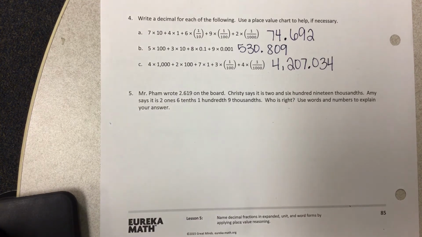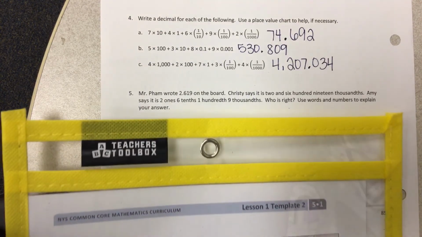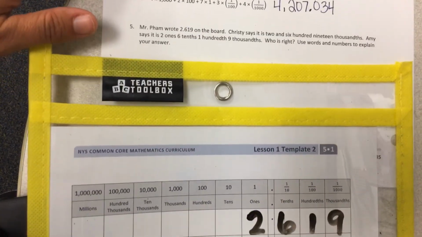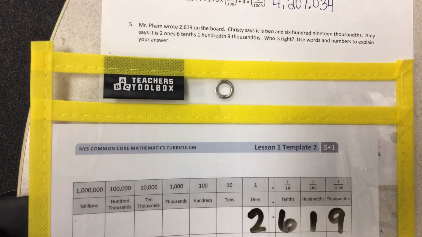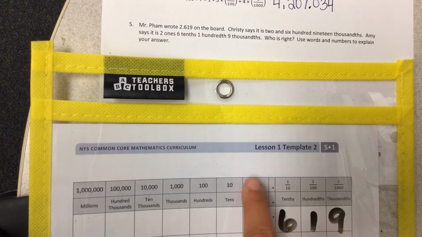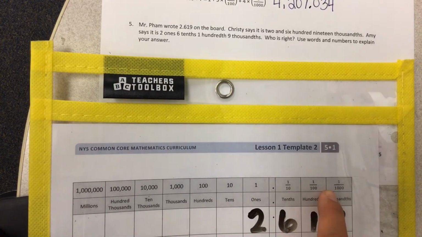Who is correct? I want you to think about that. So this is what he wrote on the board. Let's see if you guys can see that. There it is in the place value chart. Christy says it's 2 and 619 thousandths. Amy says it's 2 ones, 6 tenths, 1 hundredth, 9 thousandths.